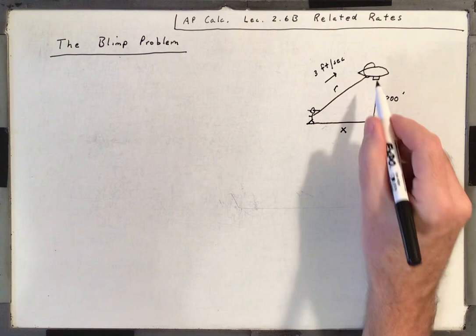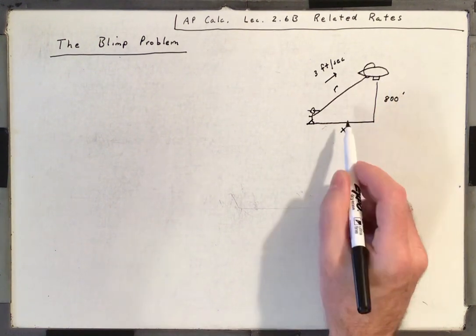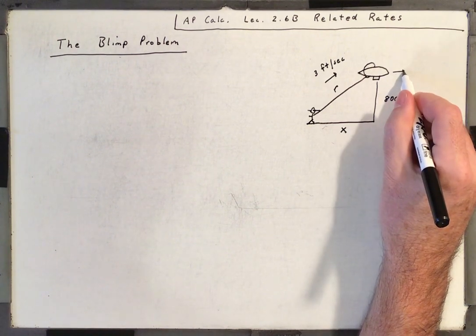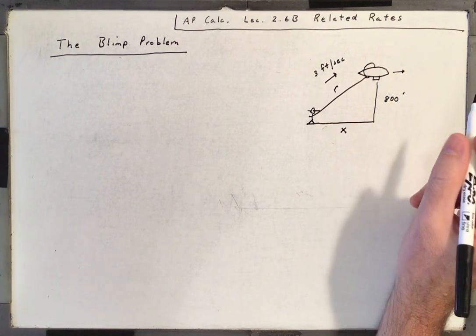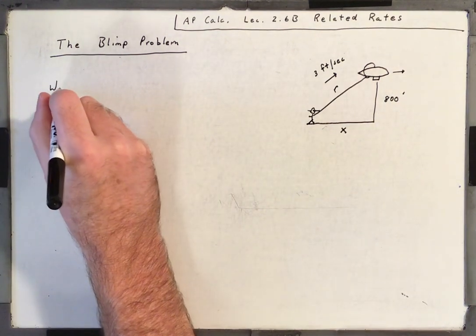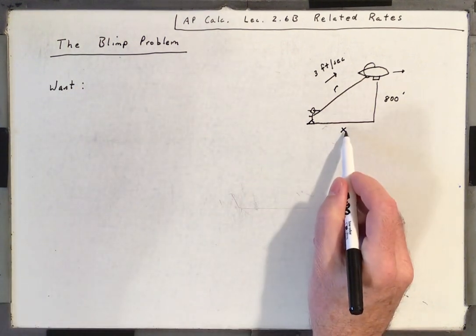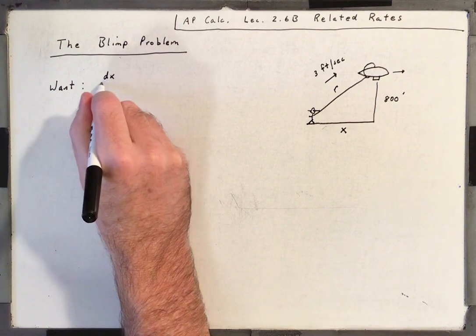We want to know how fast is the blimp traveling. Okay, so the blimp is going this way, right? It's traveling horizontally. That's what we've got to assume. So what we want then, that horizontal distance is represented by x there. So we want dx/dt.